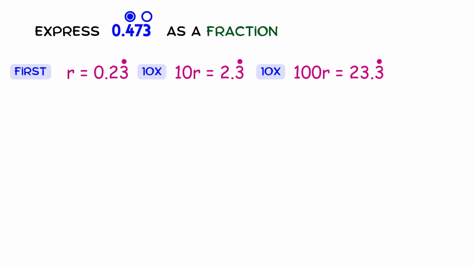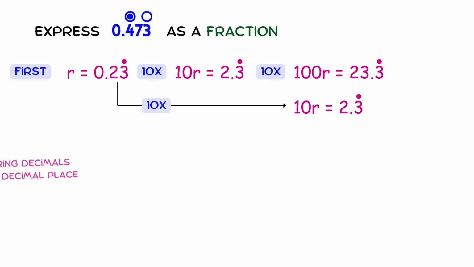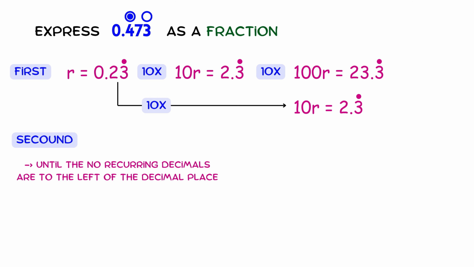So here we'd end up having to multiply by 10 once to get 10 R equals 2.3 recurring, and then again to get 100 R equals 23.3 recurring. For the second sum, though, we only multiply it by 10 until the non-recurring decimals are to the left of the decimal point. So in this case, it's just the 2 that we want on the left, meaning that we only need to multiply it by 10 once to get 10 R equals 2.3 recurring.